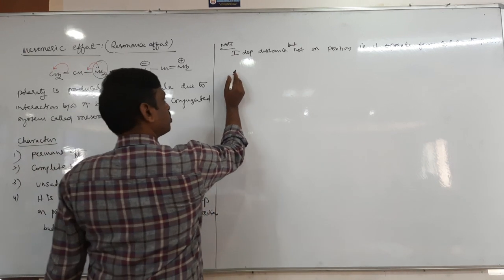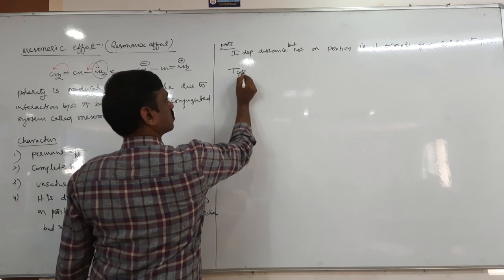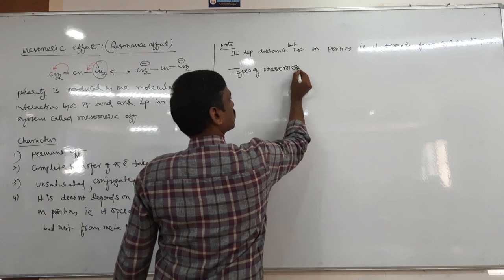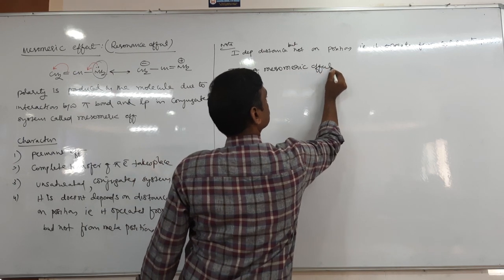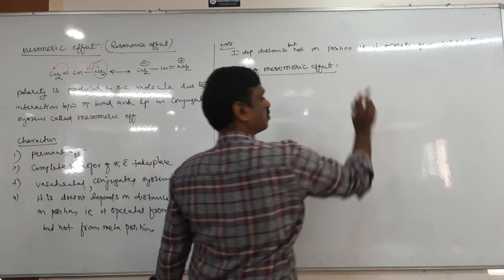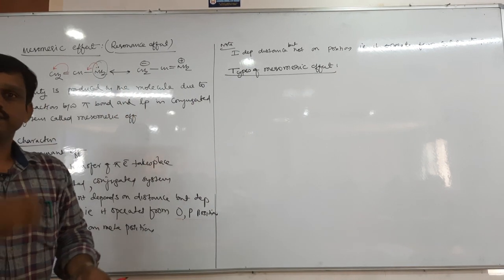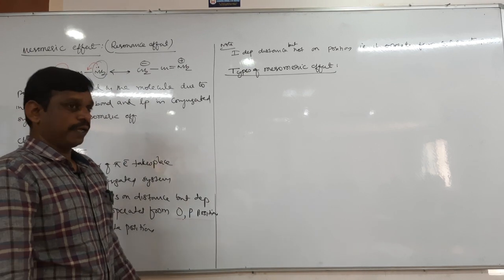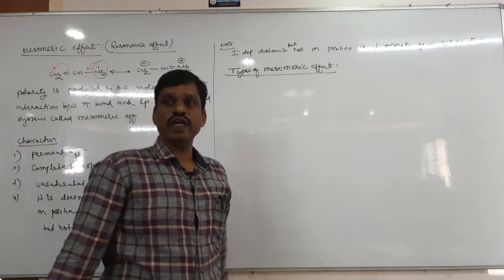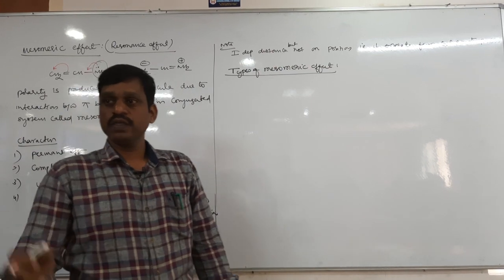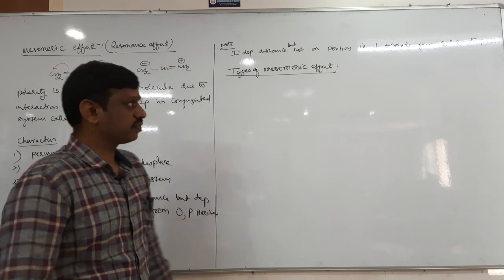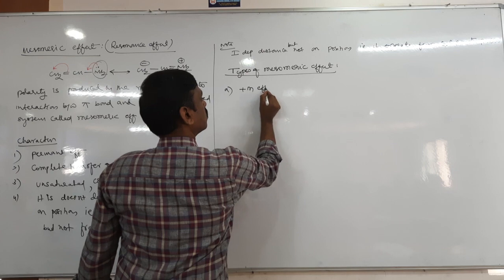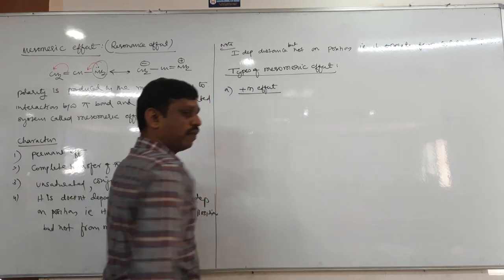Next is types of mesomeric effect. Okay, and tell me, mesomeric effect is classified into 2 types as like inductive effect, plus M and minus M. So it is of 2 types: plus M effect, minus M effect.